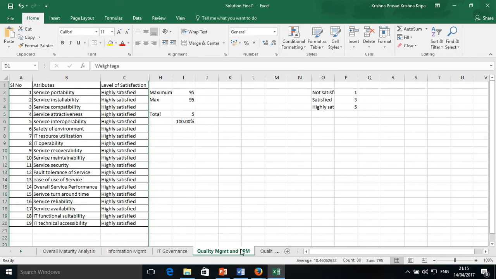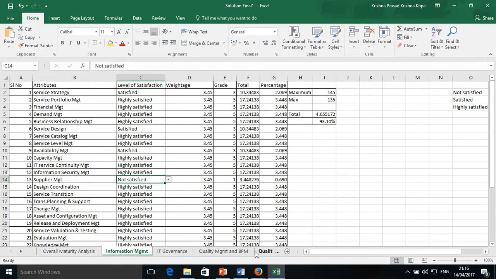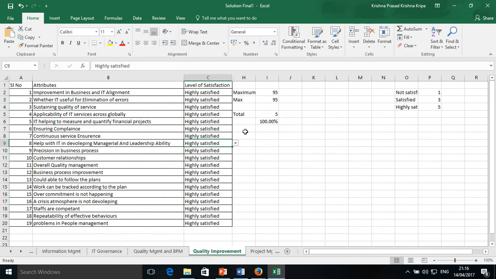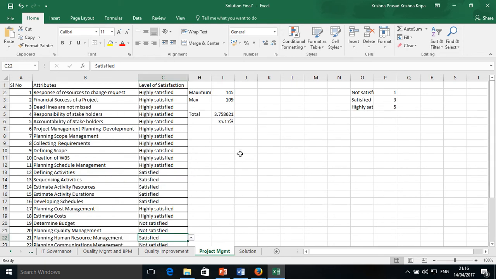Concerning quality management and BPM, we have several questions like that. To demonstrate, I'm just changing it, and let's see what is happening. Here it gained 85 percent, while here it gained 68 percent. Here it gained 93 percent. Let's see quality improvement. In the quality improvement section, let's say 85 percent. Here is project management, let it be. Like that we can select anything here.